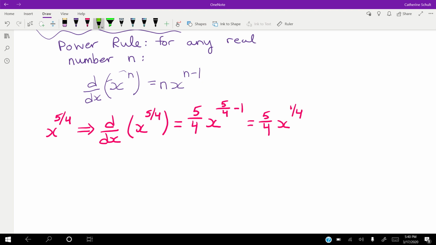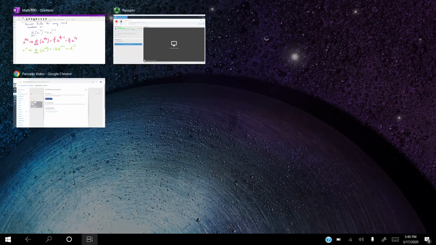Okay, and it also works with negative exponents. For instance, x to the -3. If we wanted to take the derivative of that, we're going to bring down the exponent with the negative sign, and then we're going to subtract 1 for the new exponent. Be careful, because -3 minus 1 is going to be -4. All right. So let's take a pause here, and then we'll continue in part 2.